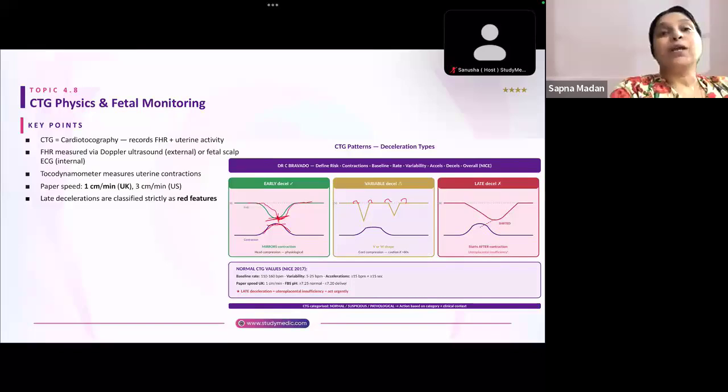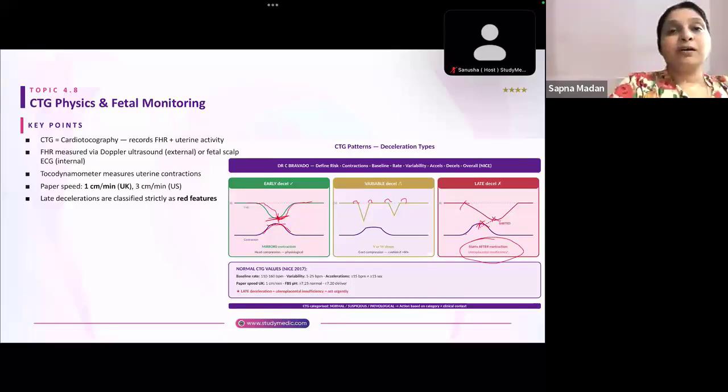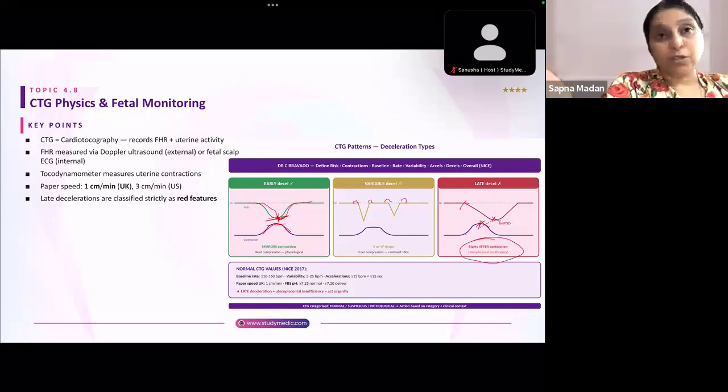Now late decelerations: the peak of the contraction is here. The deceleration has started here and the trough is after the contraction has passed away. So it starts after the contraction and the trough, or the nadir, of the deceleration is not coinciding with the contraction. This is a sign of uteroplacental insufficiency and this is a red feature. This is a pathological feature and you need to reconsider whatever conservative measures you're using, so that if these resolve, well and good. If they don't, then you have to take a fresh review.